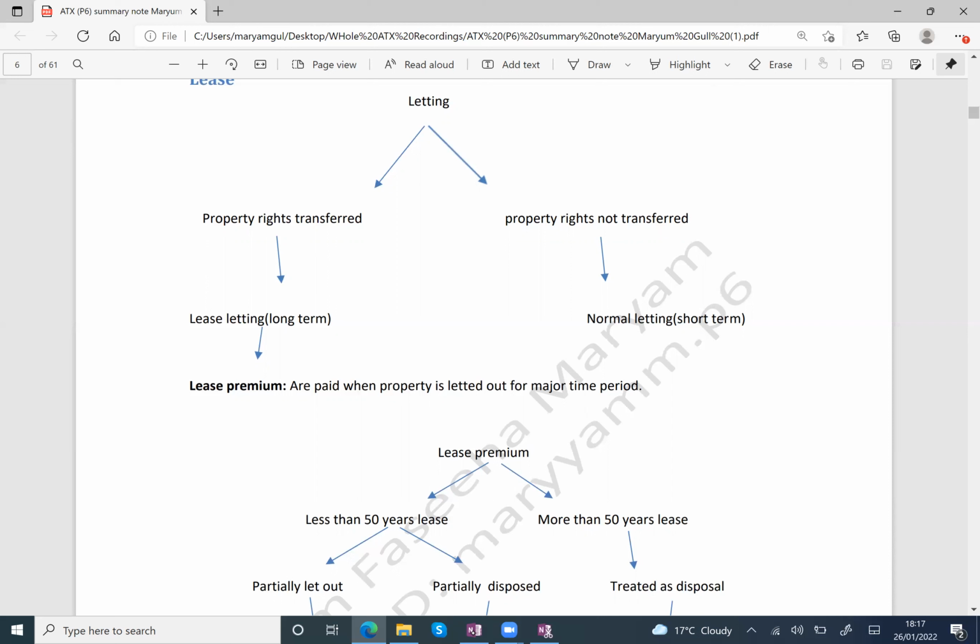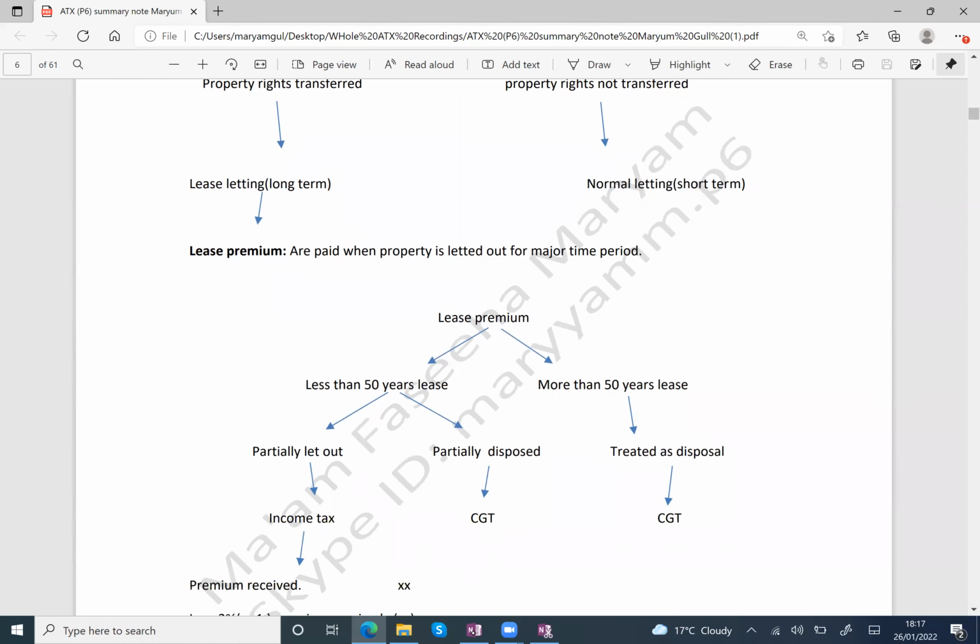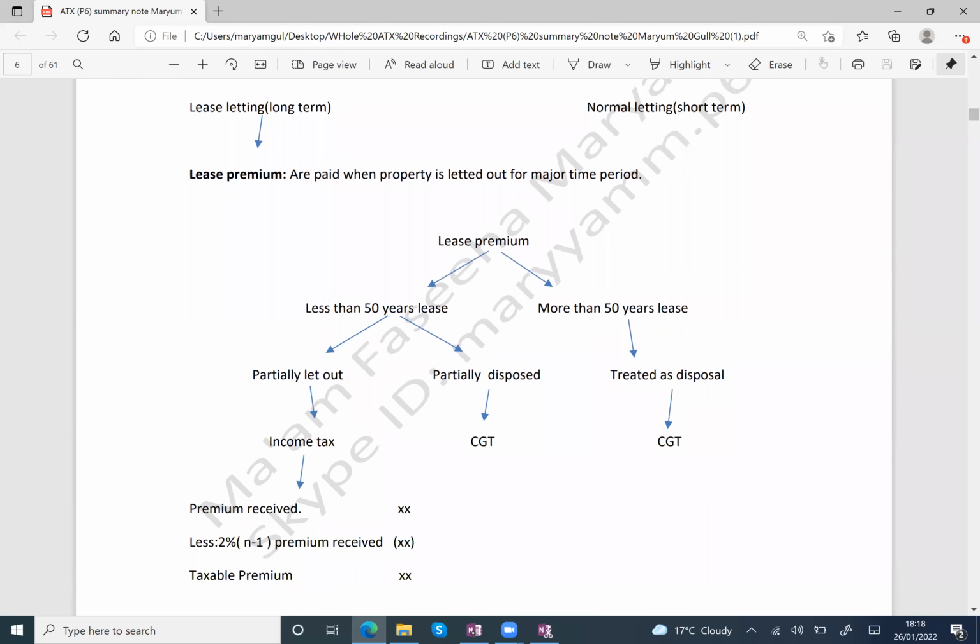And when you rent out your property on lease, obviously you will get some money in return. This money is called lease premium. So you can see the definition of lease premium. Lease premiums are paid when property is let out for a major time period. Lease premium is income for you, so obviously the tax department will say pay the tax.